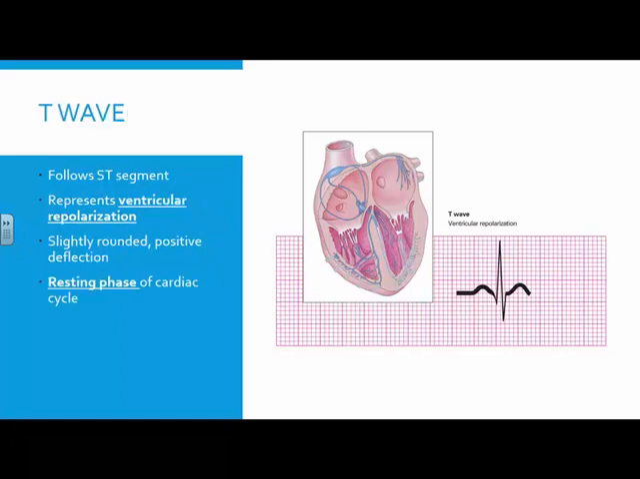For the most part, human anatomy and physiology, electrophysiology, works in predictable patterns. That's why we can come up with this. But you've got to learn what's normal so you can identify what's abnormal, and there's a lot of abnormal out there too. Alright? So your T wave is your resting phase of your cardiac cycle. The resting phase.